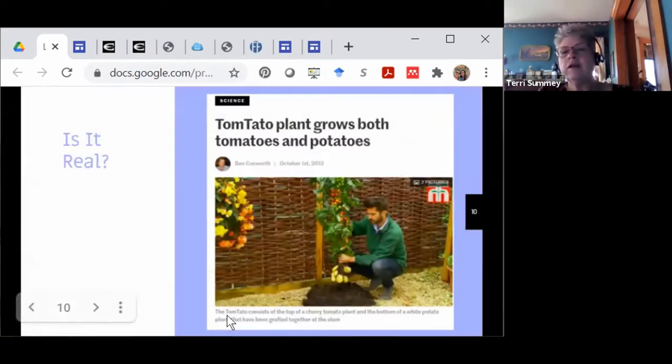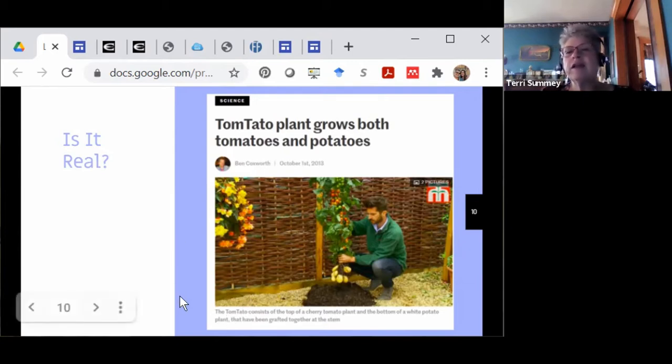Is it real? Tom Tato plant grows both tomatoes and potatoes. This looks a little bit hard to believe, doesn't it? However, if you do a little more research, this appeared in a science magazine, and in the science section where it shows up. This is actually true. This horticulturist actually grafted a tomato plant onto a potato plant. And so he was able to get tomatoes and potatoes out of the same plant.